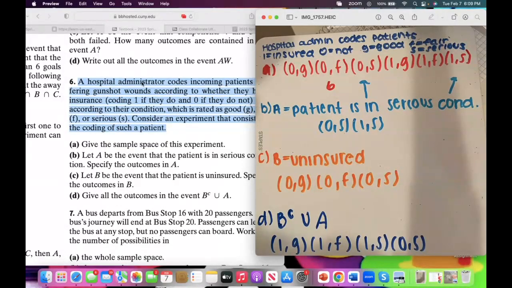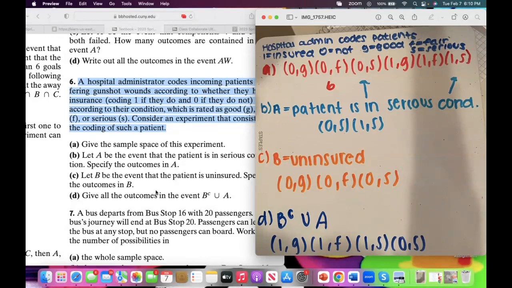And then B says, let A be the event that the patient is in serious condition, specify the outcomes in A. So then it's either insured or not insured with the serious condition. And then C is let B be the event that the patient is uninsured, specify the outcomes in B. So if it's uninsured, it's going to be 0 and any condition. So good, fair, or serious.